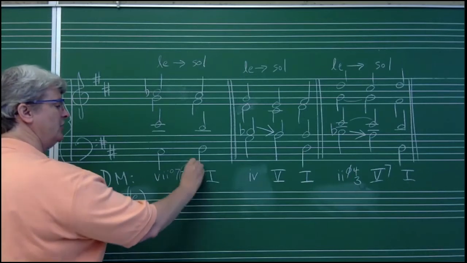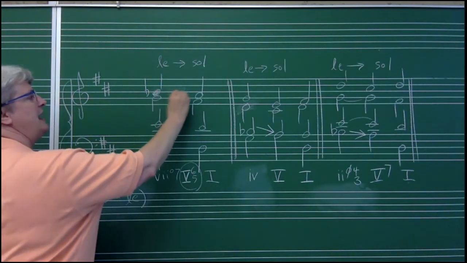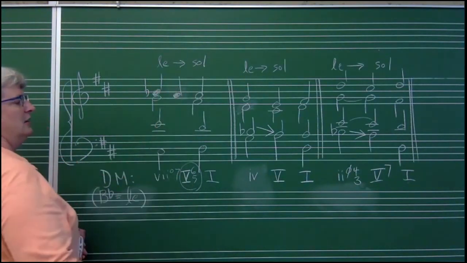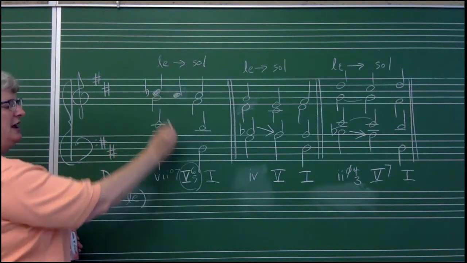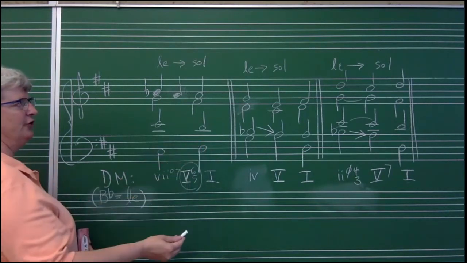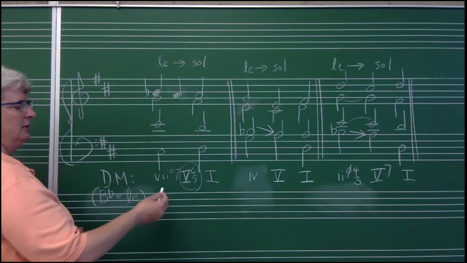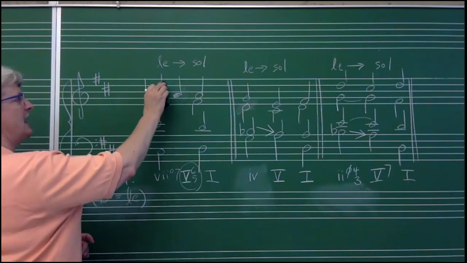Okay, so here I'm going to move the B flat down to an A. Now I have A, C sharp, E, G, and that's a 5, 6, 5. And now that 5, 6, 5 resolves to 1. So that's less common, but still something that we see happen.